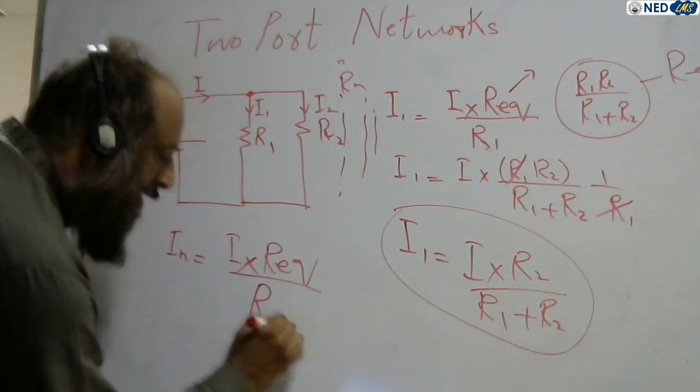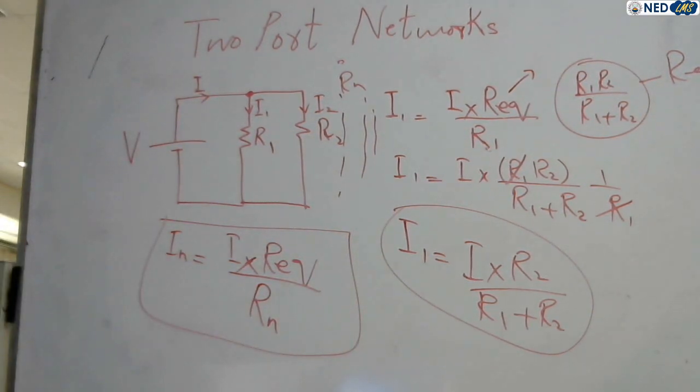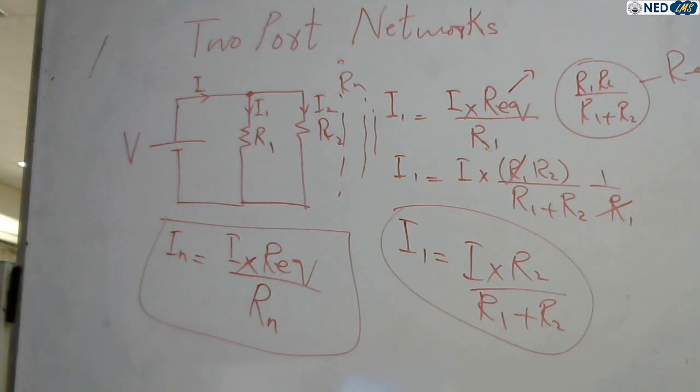Nth branch resistance. So remember this general formula for the current division. Whether two branches, three branches, or four branches, this general formula is valid for n branches of resistance currents. I hope you understand.